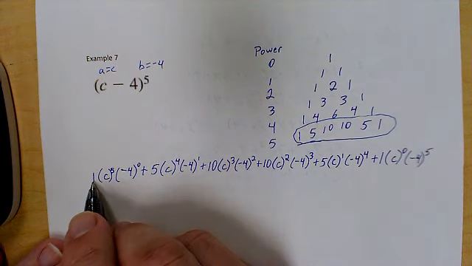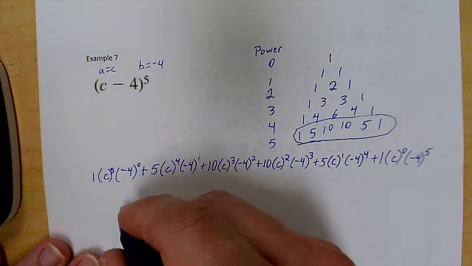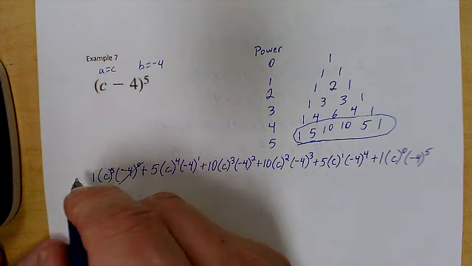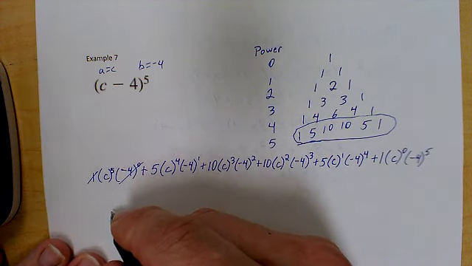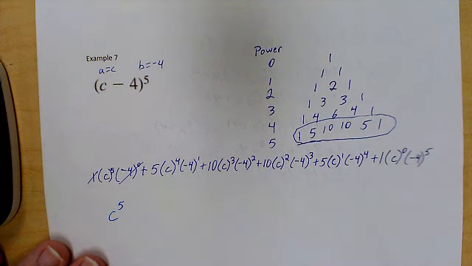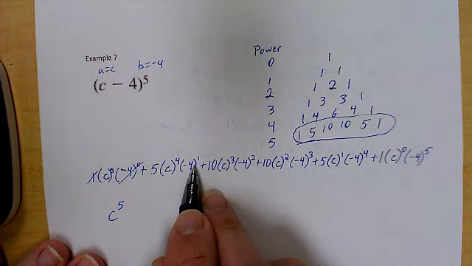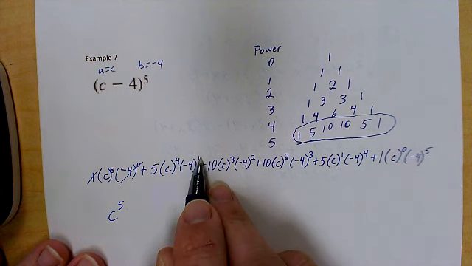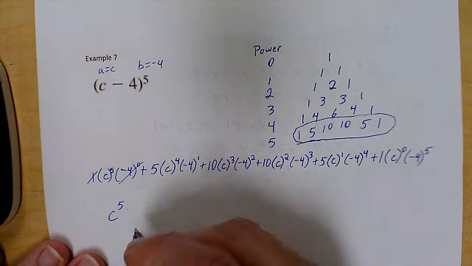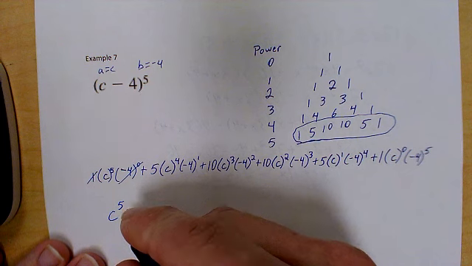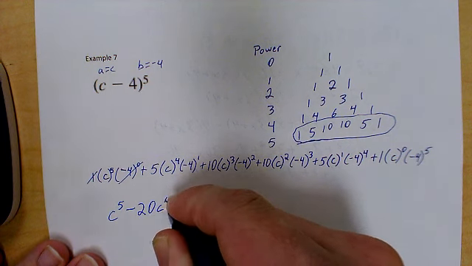So now over here, 1 times C to the 5th times -4 to the 0. -4 to the 0 just goes away. 1 you don't have to write, so C to the 5th is my first term. Plus 5 times C to the 4th times -4 to the 1st. -4 to the 1st is -4. -4 times 5 is -20. And I would have C to the 4th power.